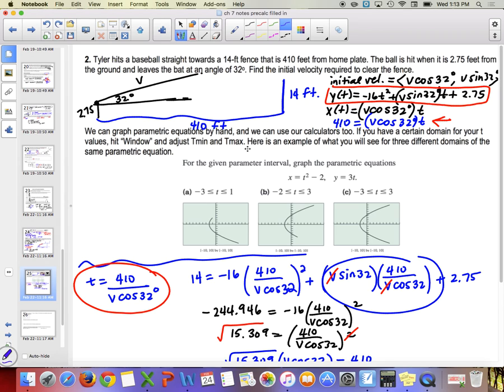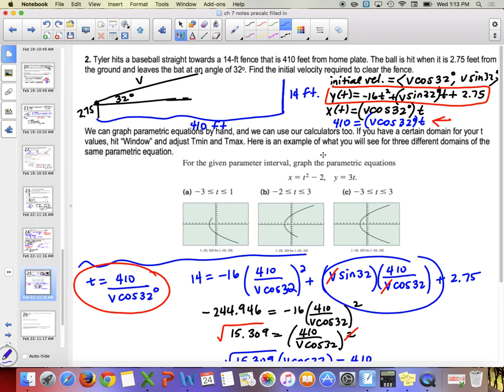So we're going to use our calculator. It says we can graph parametric equations by hand, which will actually be pretty useful for us in these types of situations. So we're going to talk about how to use your graphing calculator, what we can do to solve these types of problems, okay? If you have a certain domain for your t-value, hit window and adjust the t-min and t-max. So I'll talk about that.